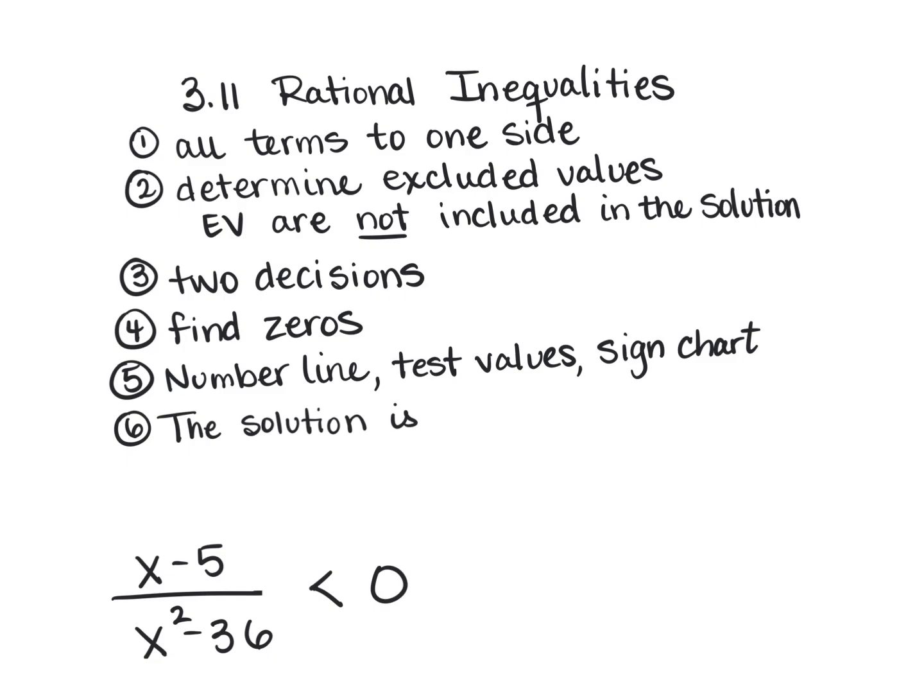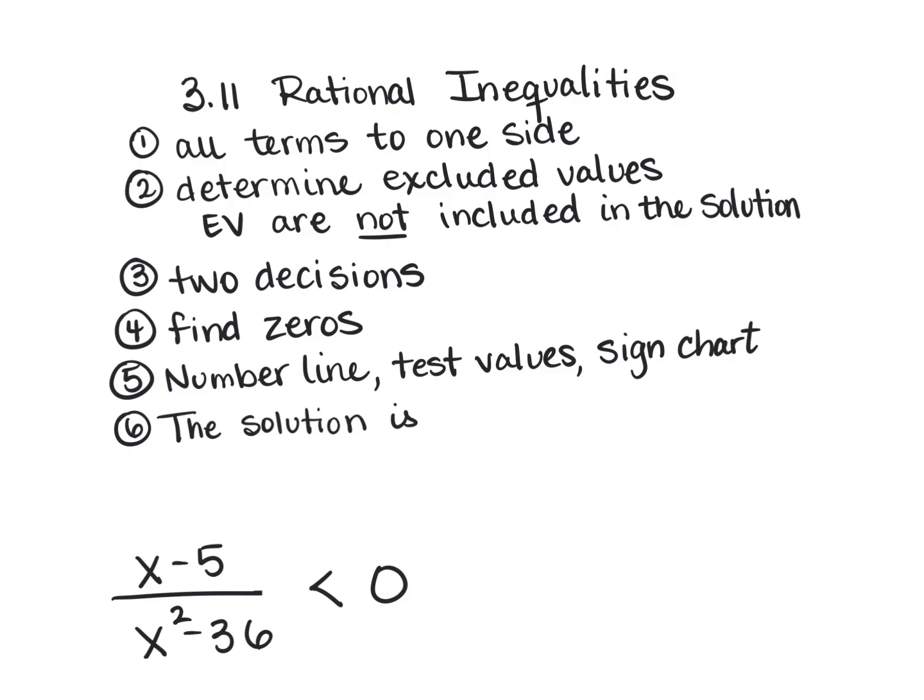In section 3.11, we're talking about rational inequalities instead of polynomial. What this adds in is that you are going to have excluded values that, regardless of what happens, you are never, ever going to have included in your solution set. So this is one of the only times that you can have brackets and parentheses in the same answer.